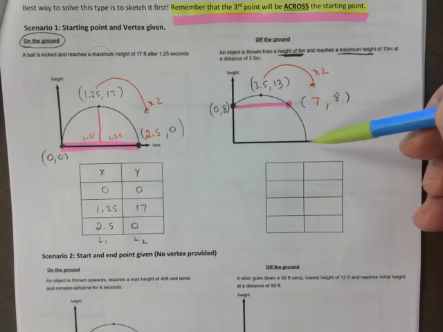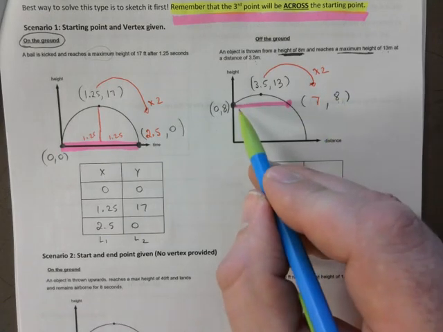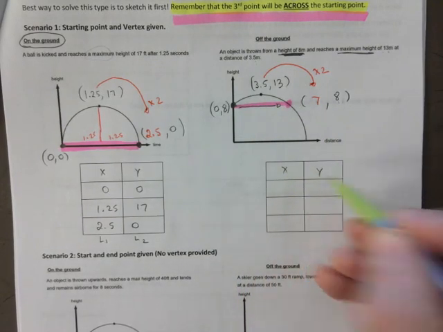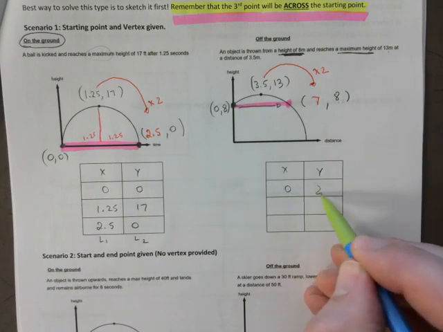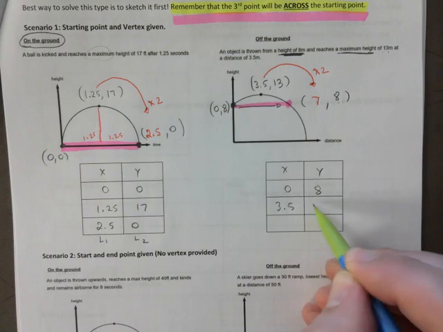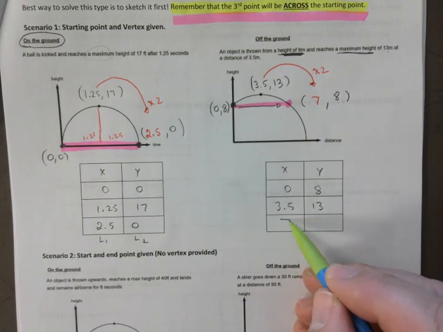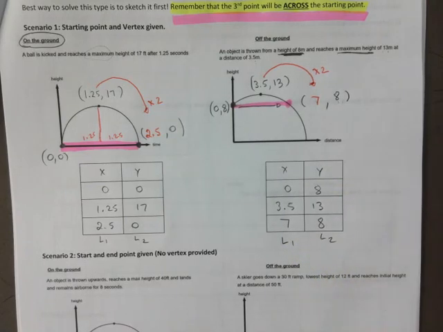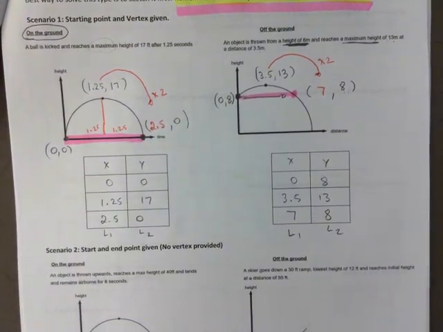Please don't say that this down here is 7. Some students put 7, 0 down here. That's not correct. So always go across and look across the curve. So here you have X and Y: 0, 8, 3.5, 13, 7, 8. It goes into L1, L2, boom, you got your quadratic right there. Okay, let's keep going.